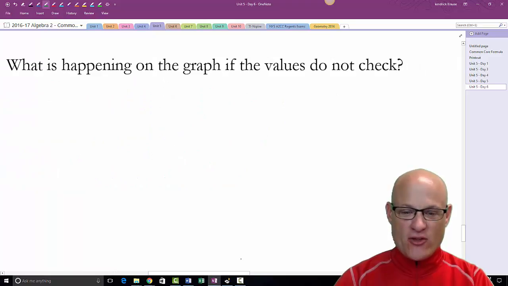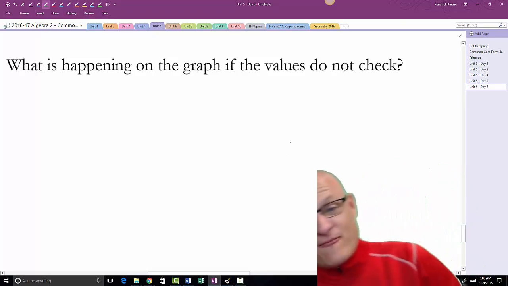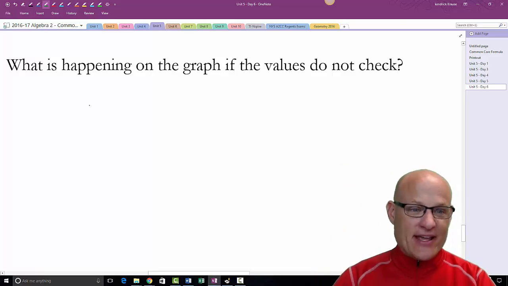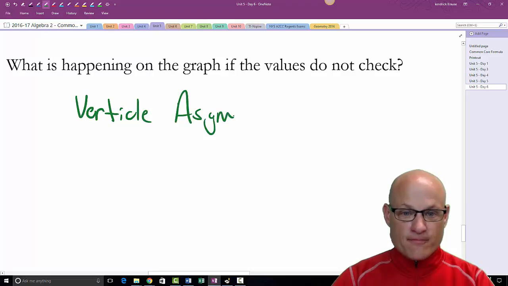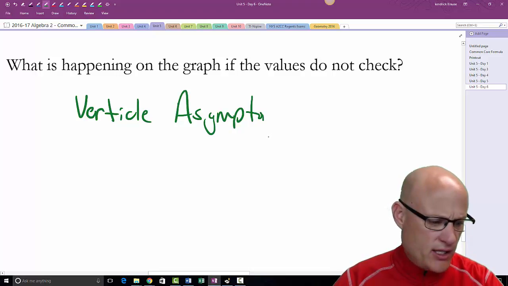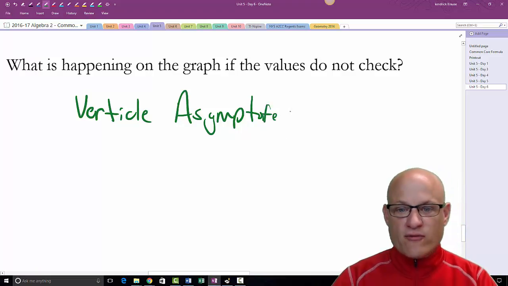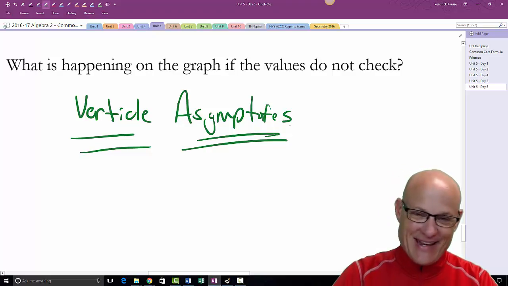What is happening on the graph? I can't believe we're going 13 minutes. What is happening on the graph when they do that check? And this is the reason why I went to that whole graphing thing with you. What's happening is they are vertical asymptotes. I misspell asymptotes all the time. A-S-Y-M-P-T-O-T-E-S. Totes. They're vertical asymptotes. So if we have points that don't graph or don't solve or are undefined, those are when we have vertical asymptotes.